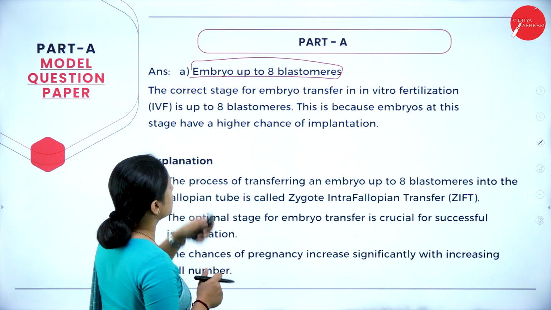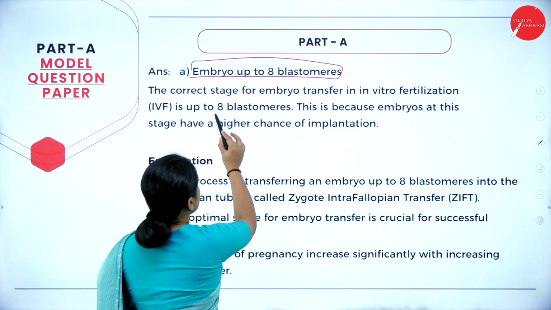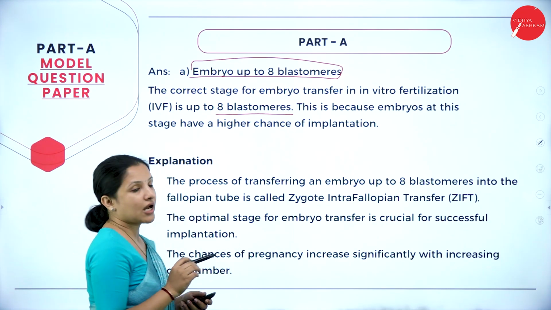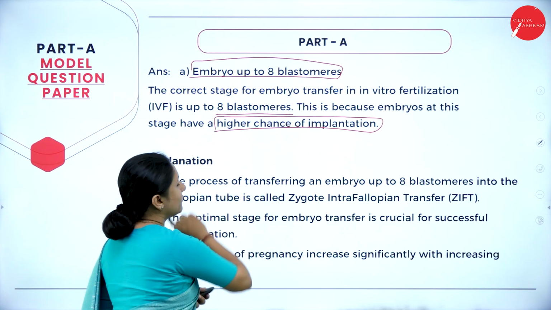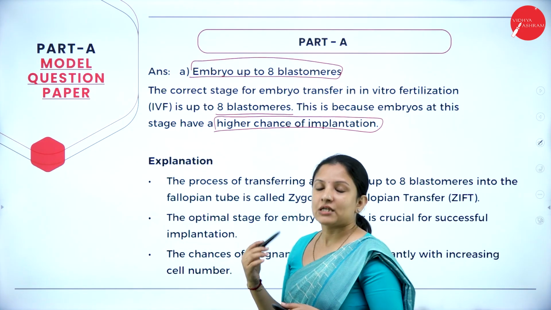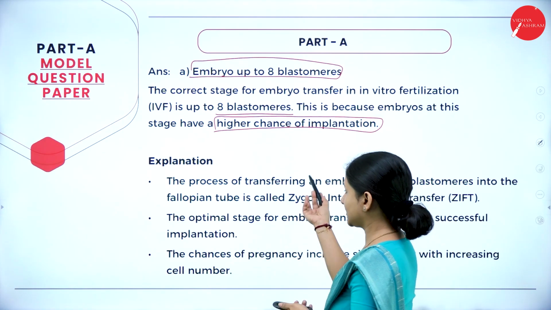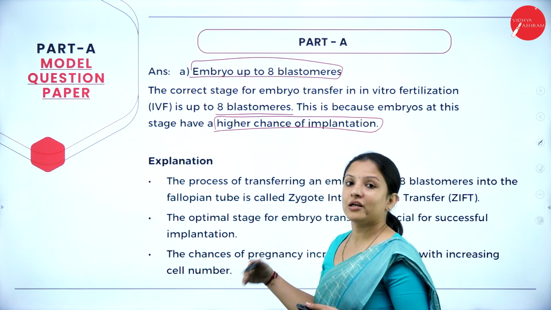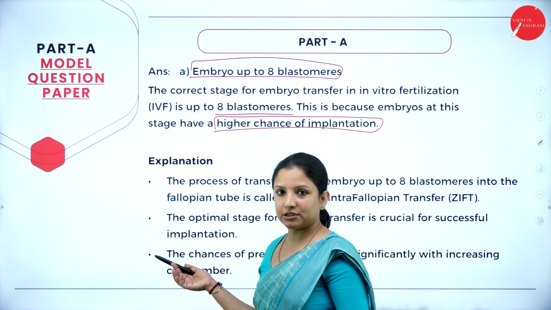So the correct stage for embryo transfer in vitro fertilization is up to 8 blastomeres, because the embryos at this stage have higher chances for implantation. That is why they will wait until the embryo reaches the 8 blastomere stage and then they transfer it. So the explanation is given here. They have explained what is meant by IVF and what is the optimal stage for transfer of embryo.